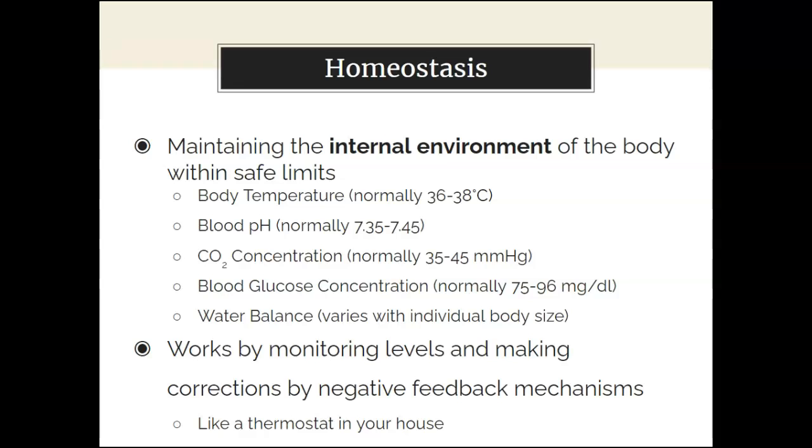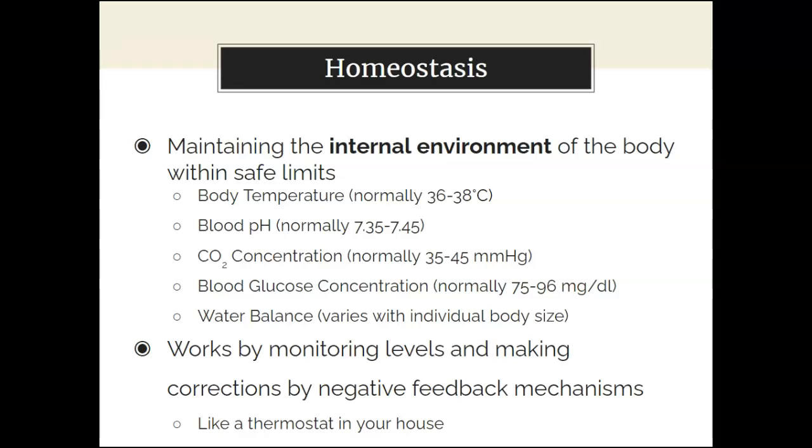Now, homeostasis. This is something you have been learning for years and years, and pretty much every science class, I'm sure, has had this word mentioned to you at least once. And homeostasis is maintaining the internal environment of the body within safe limits, regardless of what's happening on the external environment. So you want to keep your body temperature in a normal range. Blood pH, normal range. CO2 concentration, guess what I'm going to say?